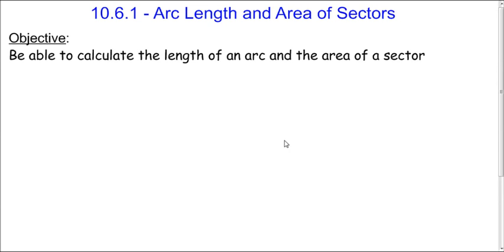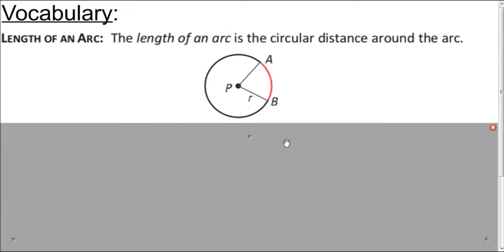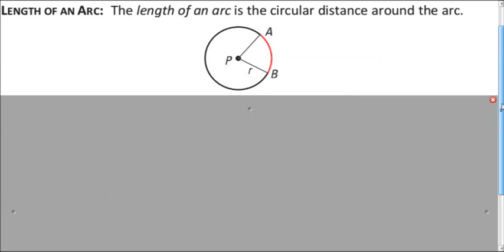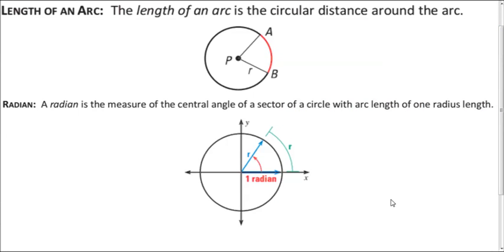Hello class. In this lesson we're going to learn about arc length and the area of sectors. So the length of an arc is the distance on the circle around the arc. If we took this red piece and straightened it out and measured it with the ruler, that would be the arc length.